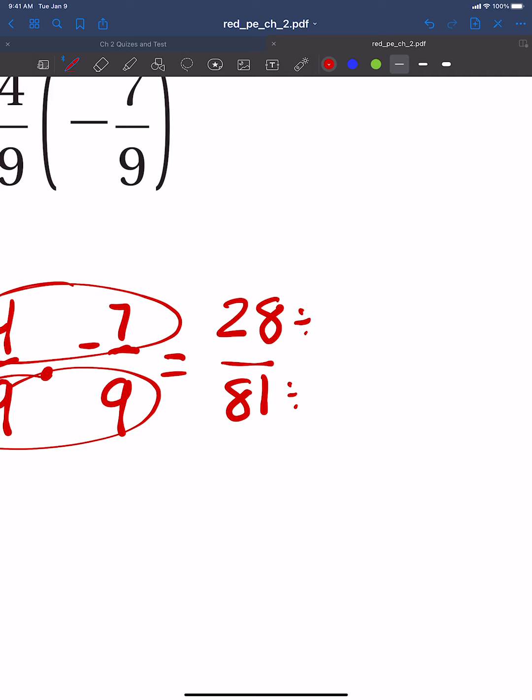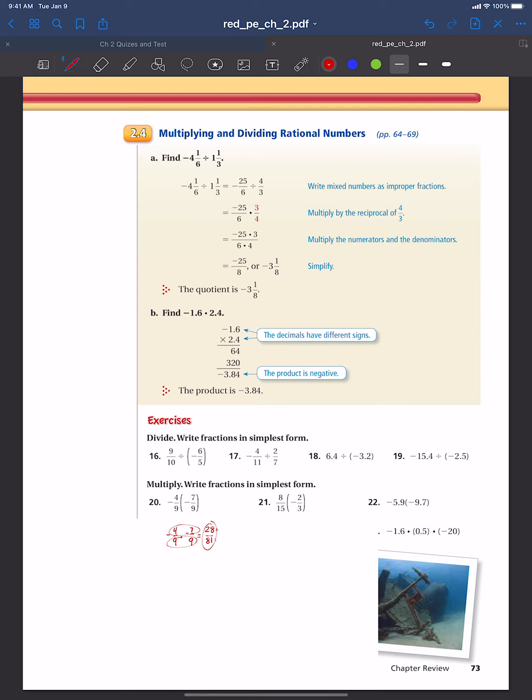Wait, you can divide it by 9. What's 28 divided by 9? 28 divided. Close. You're thinking 27, huh? Yeah. So are we done? Yeah, 28 over 81. Interesting. I'm so smart. Good job, children.